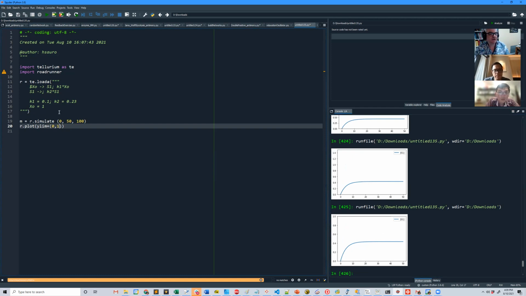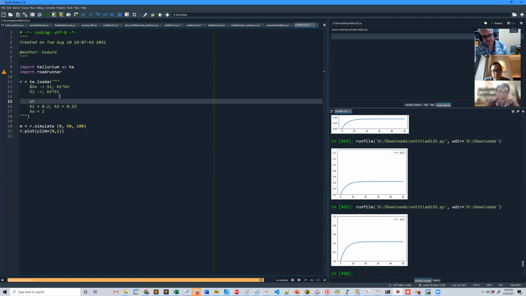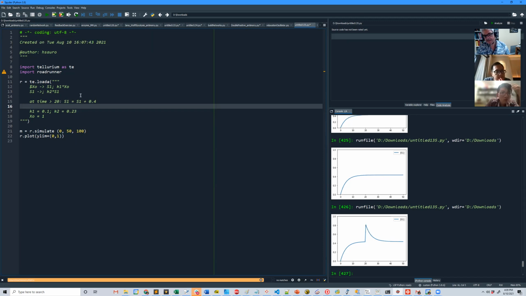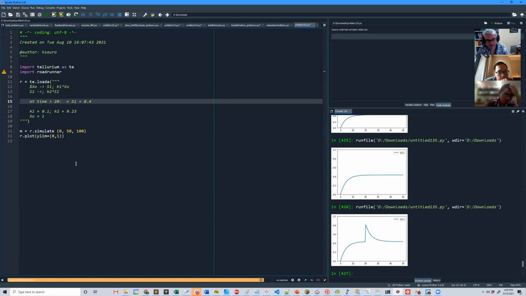Okay, S1 reaching steady state. So what I'm going to do now is add an event when time is greater than 20. I'm going to do a perturbation. Let's do a perturbation in S1. You've probably seen this before already, but let's just do it. So I'm going to perturb it by 0.4. Okay. So you see that's stable. It goes up and then comes back down again. All right. These are not the kind of perturbations we're interested in.